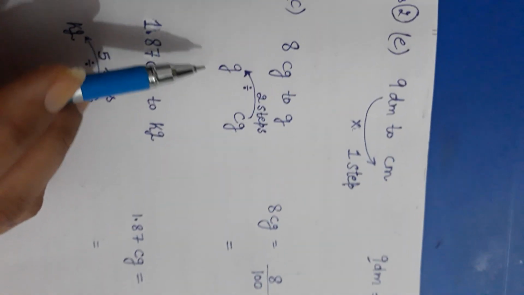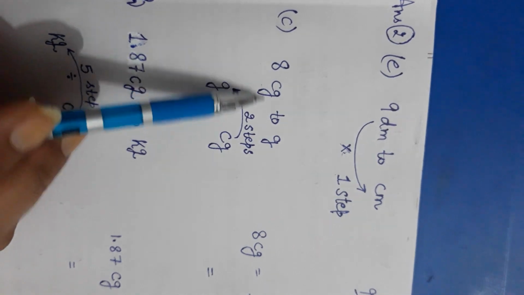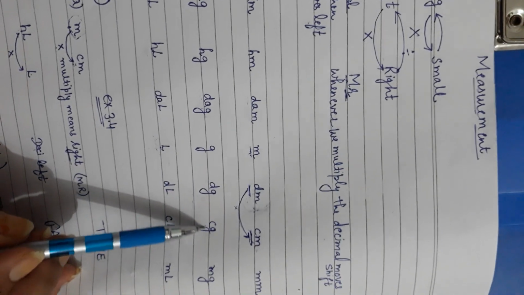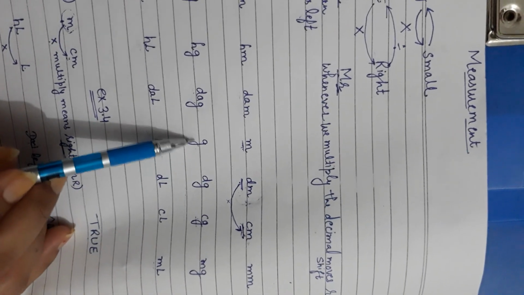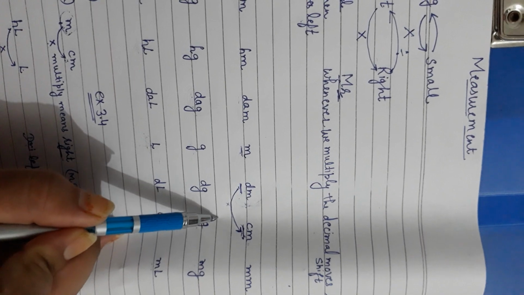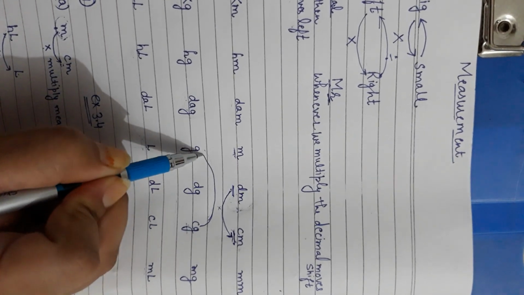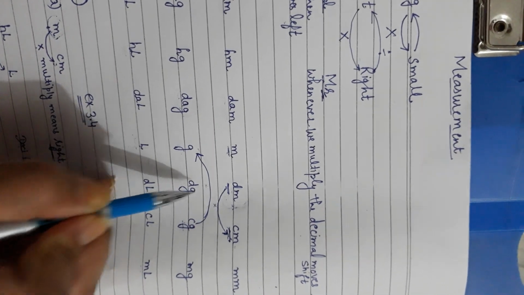Now come to B part. 8 cg to g, meaning centigram to gram. Come to the table, all of you. Centigram to gram, look, this is centigram and this is gram, so you have to move back. Whenever we move back, we move like this, so you have to divide of course.